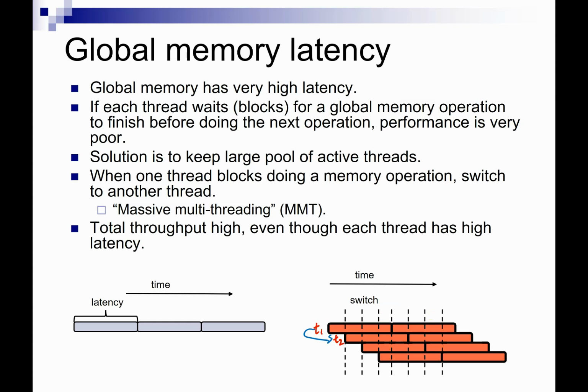But if we satisfy both conditions, then you can see that we'll actually be getting results back from the memory very quickly. So even though the overall latency of one memory operation is high, because we're pipelining many operations together, effectively our actual memory throughput is high.